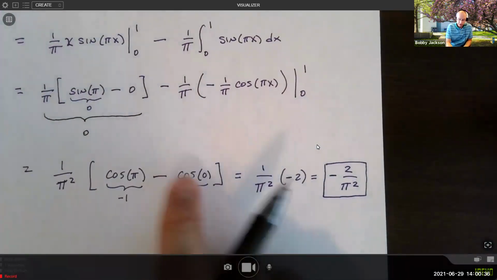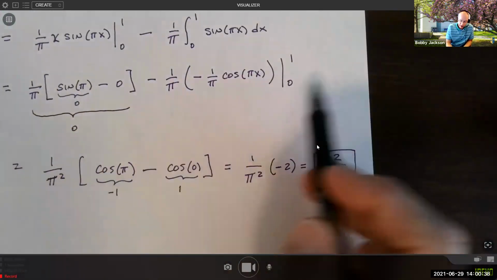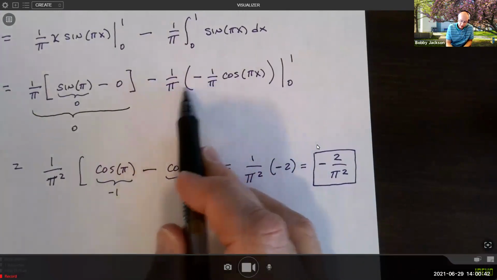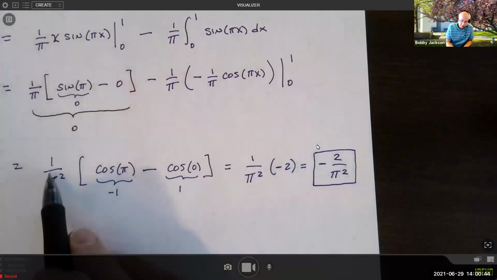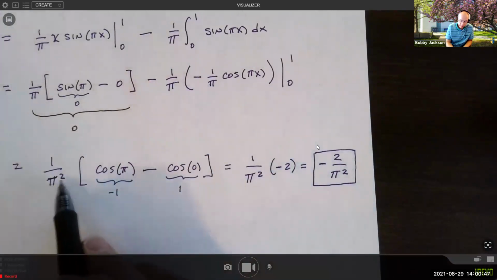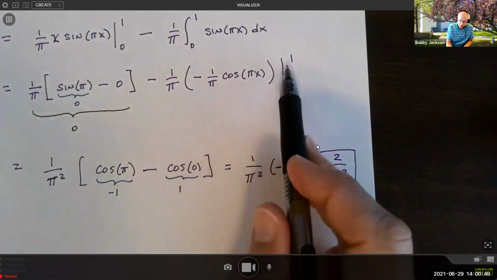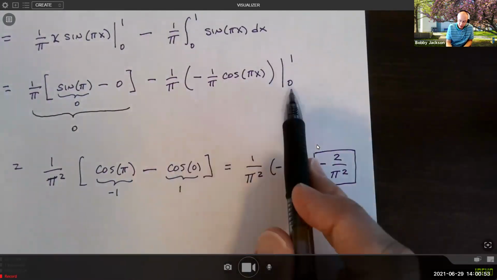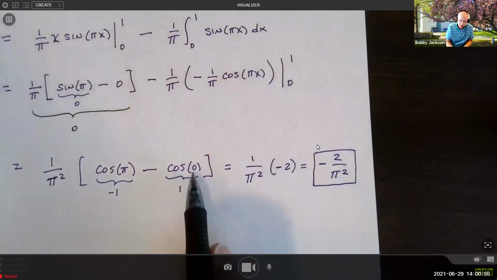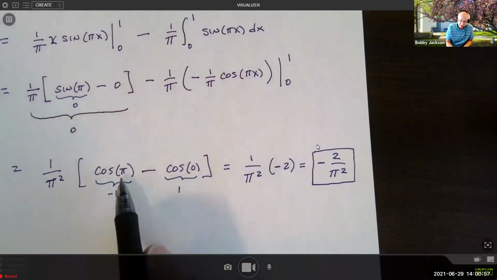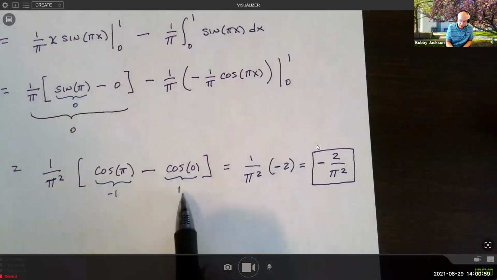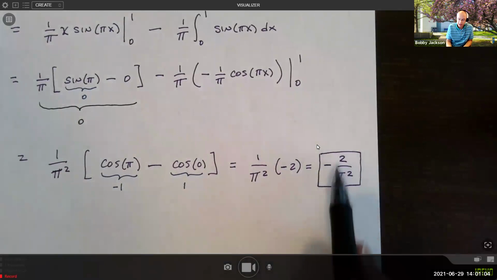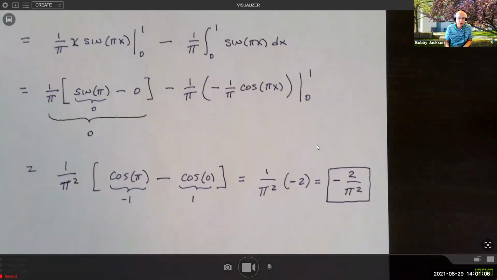So this is all 0. Here I'm going to evaluate. I'm going to pull out this negative 1 over pi. So negative times a negative is positive. 1 over pi times 1 over pi is 1 over pi squared. Then I've got cosine of pi x, where x is 1. So cosine of pi minus evaluation at 0, cosine of 0. Cosine of pi is negative 1. Cosine of 0 is positive 1. Negative 1 minus 1 is negative 2. Multiplying, I get negative 2 divided by pi squared.